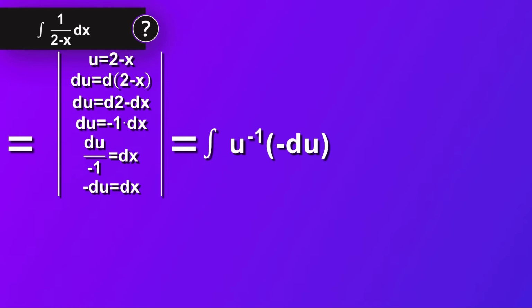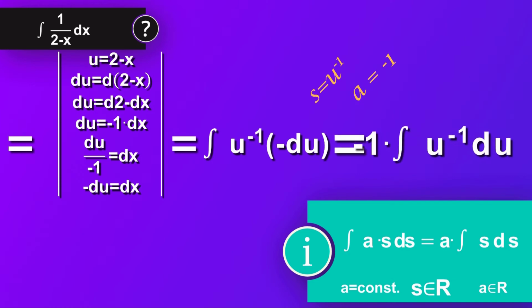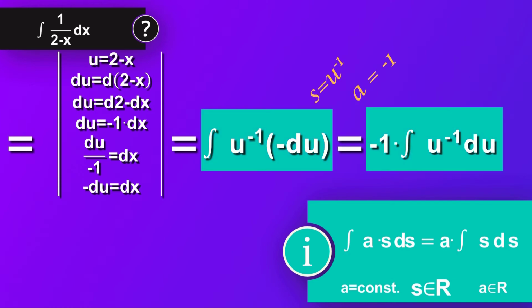To do so, we apply the formula which says the integral of a multiplied by s by ds, where a is some constant, equals a multiplied by the integral of s by ds. In our case, s is u raised to minus 1 and a is minus 1. We now have our main equation as minus 1 multiplied by the integral of u raised to minus 1 by du.